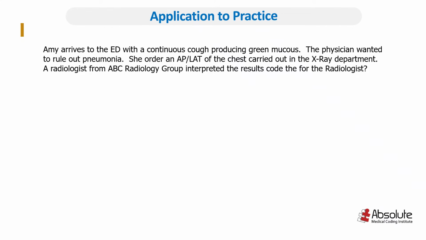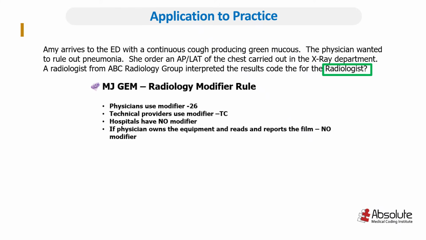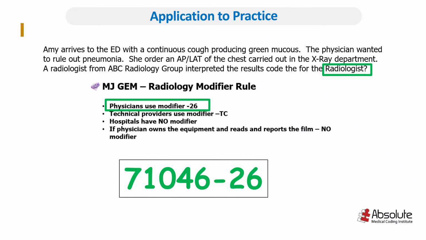All right. So if we are coding for the radiologist, and if we use this little rule sheet, the radiologist is the professional, right? And if the radiologist is the professional, it says physicians have to use modifier 26. So we would append modifier 26 to 71046. Yes, 46. AP lat is 2 views. All right. Did you get it?